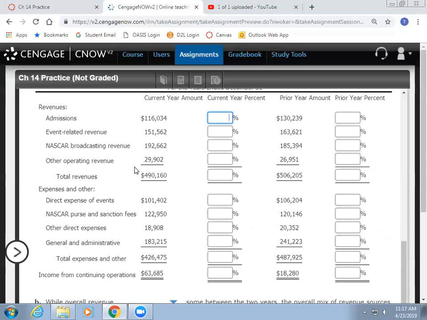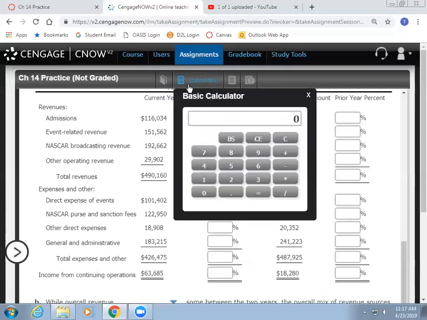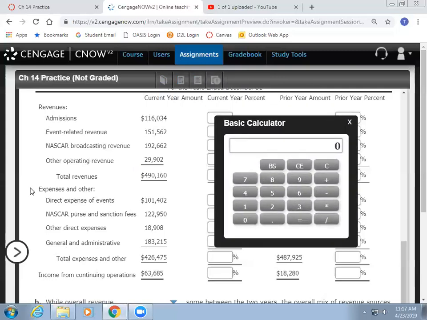I got 23, like 22. Okay, 23.7. Yeah, thank you, Ashley. That's correct. So we want to round. I don't know how you got 4.2, maybe you flipped them and did the 490 over the 116. So take 116,034 divided by 490,160, and you should get 0.2367 and so on. They just want it as a percentage, rounded to 1 decimal, so it'd be 23.7.